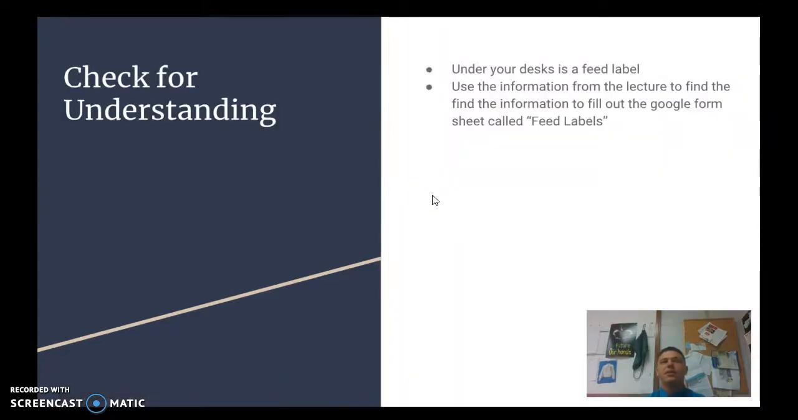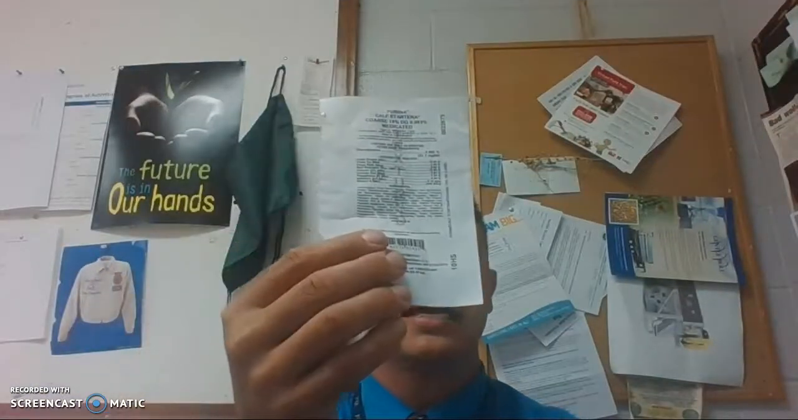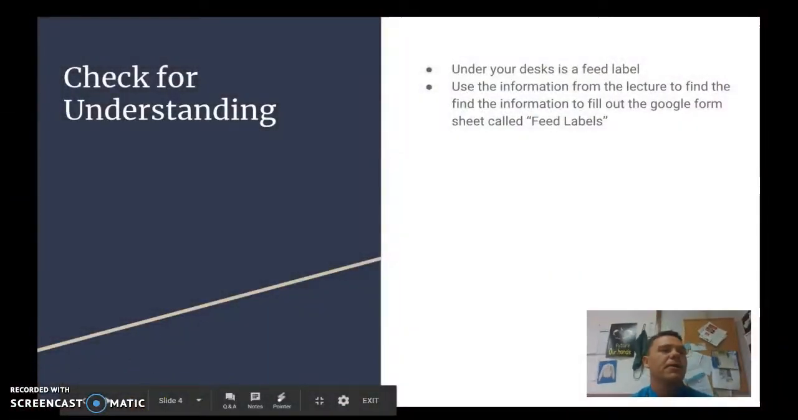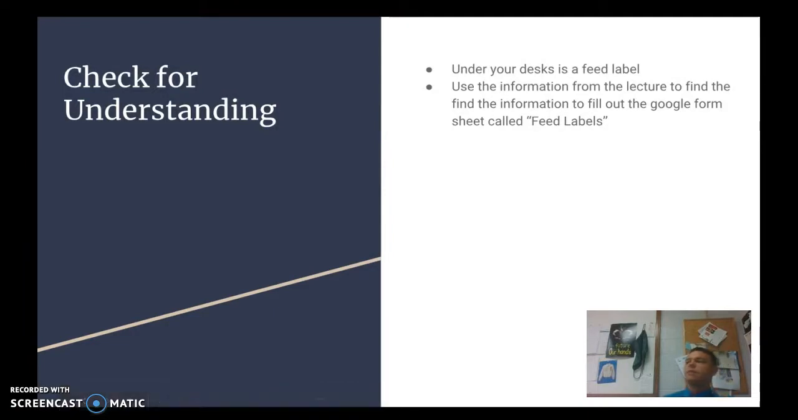Under each one of your desks is a different feed label. The different feed labels can be little itty bitty tags like this, or some of you have a giant bag like this, or some of you have giant bags that look a little different than that first one. Each one of those is going to be underneath your desk. If yours doesn't have one, it's probably because it got blown away to the other side. Just find one that somebody isn't using, because there's probably somebody gone today. Utilize theirs if you have to.